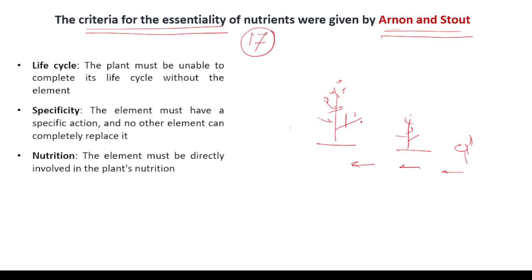Second, it must have some role in plant metabolism. Okay, like some help for photosynthesis, some for respiration, some for transport. Okay, a specific role, and it is directly involved in plant nutrition. Okay, a direct role in plant nutrition, and their role cannot be replaced by another element. Okay, clear? So through these three criteria, they said that 17 elements are essential.